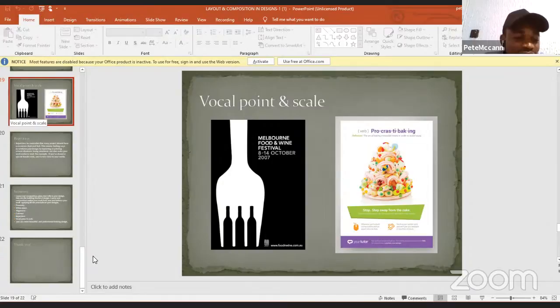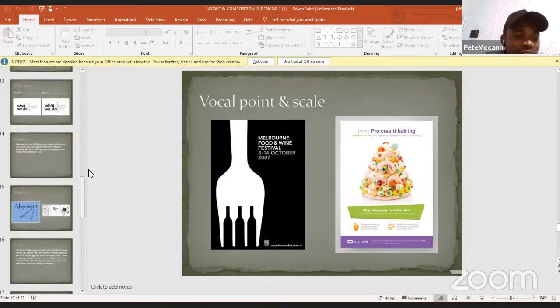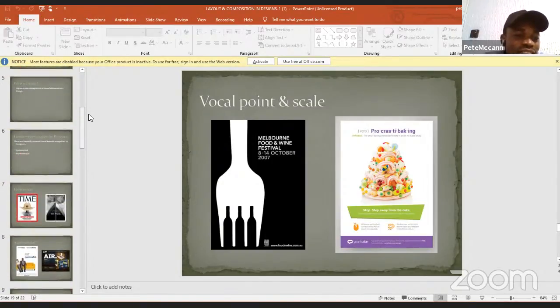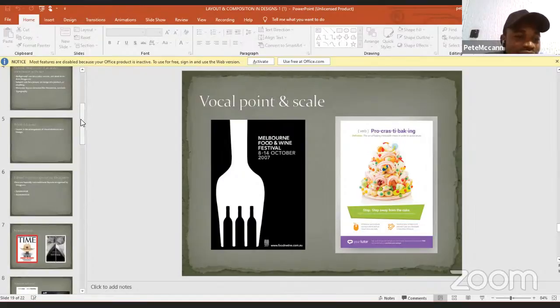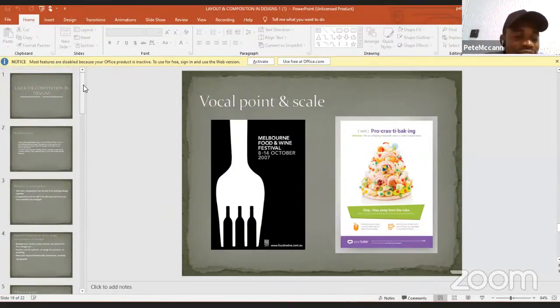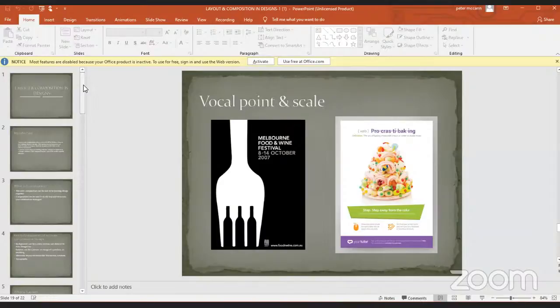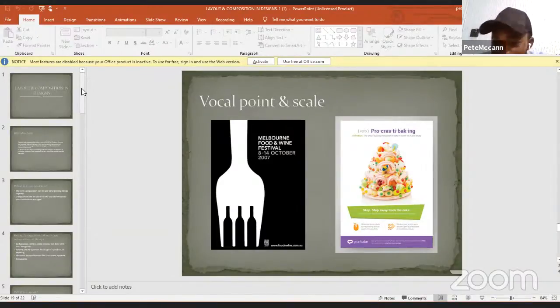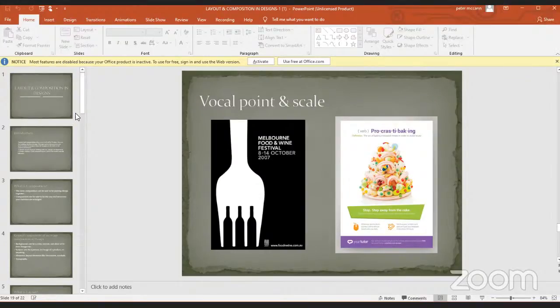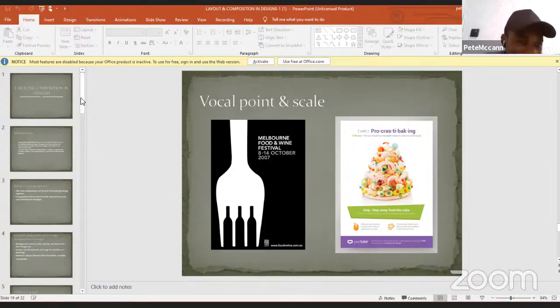Composition in designing. What are the 2 compositions in design? Symmetrical and asymmetrical. Thank you. Okay, who was that? It's me. Okay, go and collect when you finish.